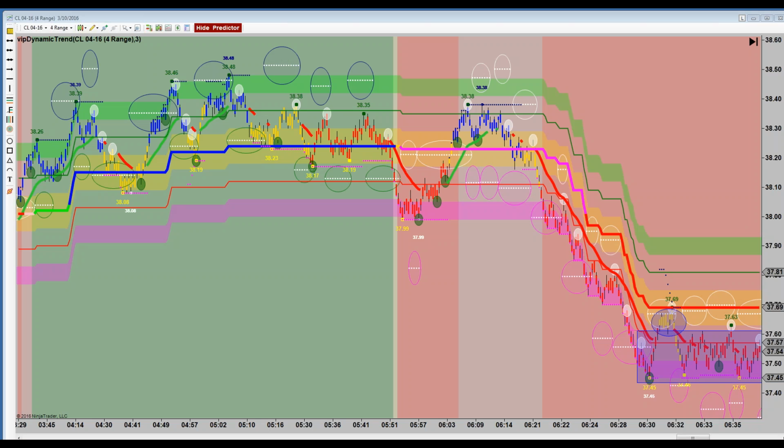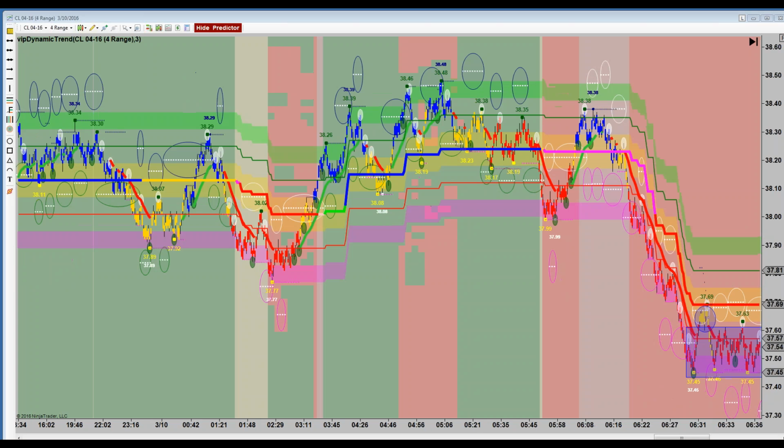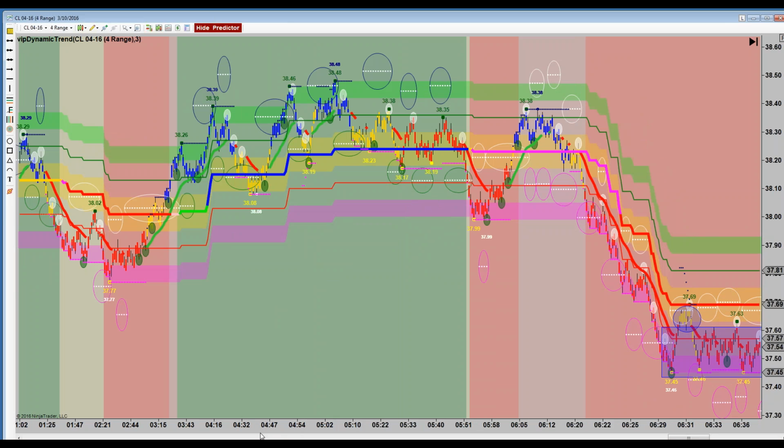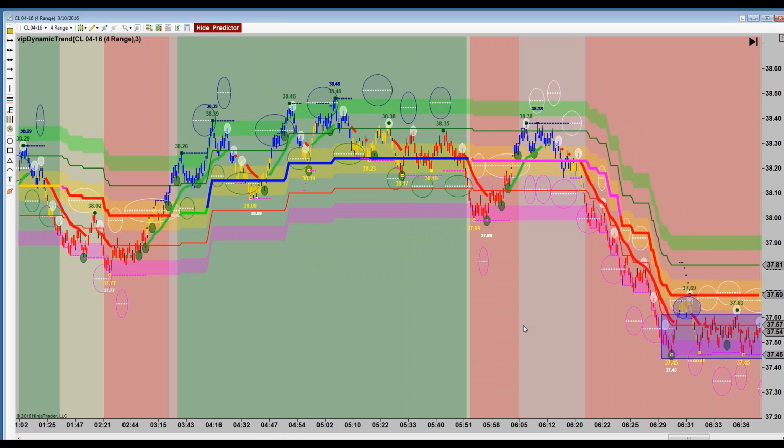All right, let me show another area here and ask a similar question. Stand by. Okay, ready? Let me expand the chart a little bit here. Crude oil pit open is at 6 o'clock, so that would have been right about here. Now, this area right here, is this area tradable? Yes or no? 10 seconds on the clock.